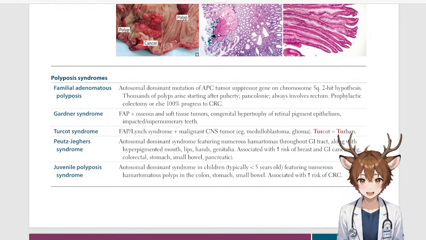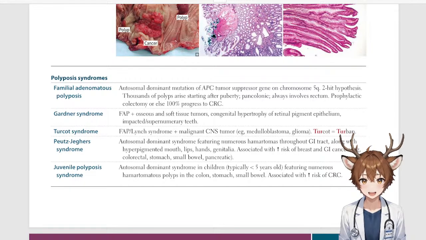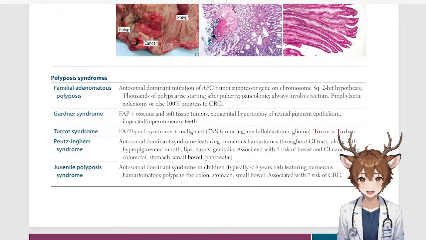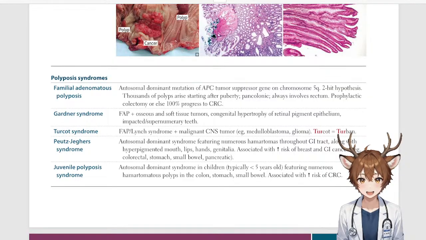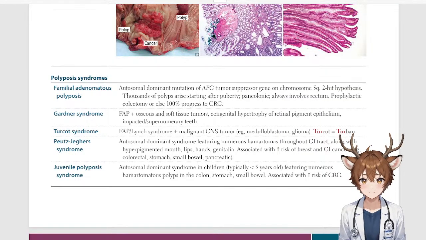Peutz-Jeghers syndrome, an autosomal dominant syndrome featuring numerous hamartomatous polyps throughout the GI tract, along with hyperpigmented macules on the mouth and lips, hands, and genitalia. You can look that up. You want to see Peutz-Jeghers syndrome and look at the lips, for example. It's these dark spots on the lips, which is interesting. Associated with an increased risk of breast and GI cancers: colorectal, stomach, small bowel, pancreatic.